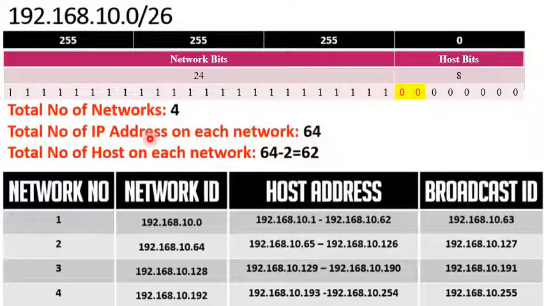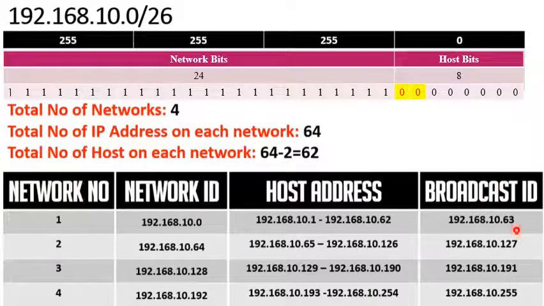How many networks are available? According to this example, we have 4 networks, and every network contains 64 IP addresses. Then how many hosts are on each network? Again 64 minus 2. What is the purpose of subtracting 2? In every network, the first address is allocated for the network ID and the last address is allocated for the broadcast ID, so you subtract 2 from the host addresses. 64 minus 2 gives you 62.